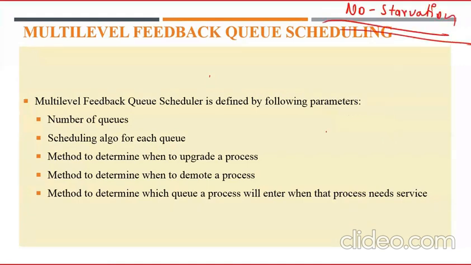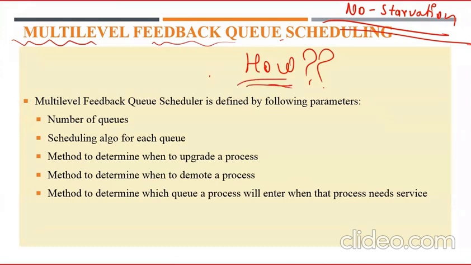Now the question is how they have removed this starvation problem from the multi-level feedback queue scheduling algorithm. We have understood the concept that we are going for multiple queues and we are getting that particular issue, but how have they sorted out this problem? The answer is because of the keyword feedback.